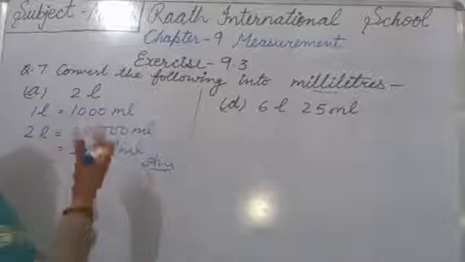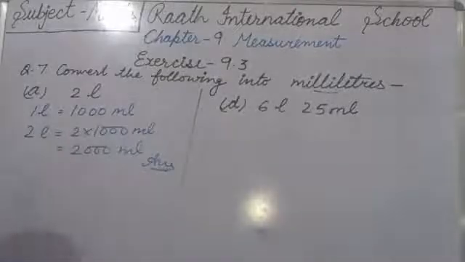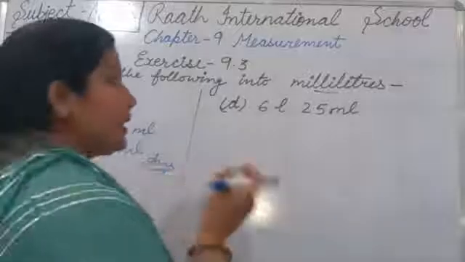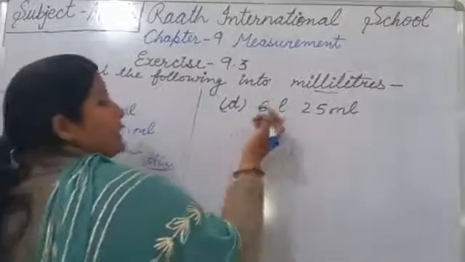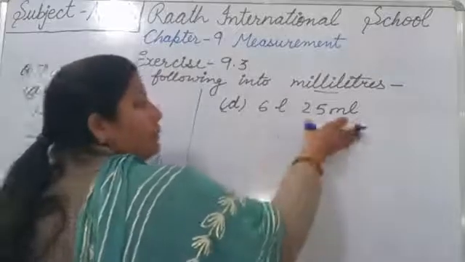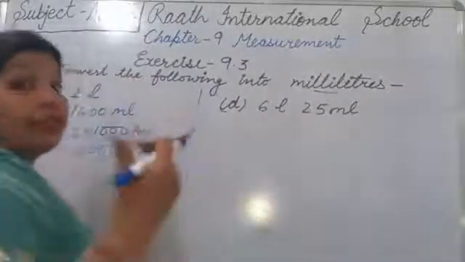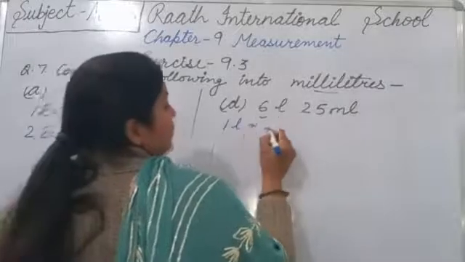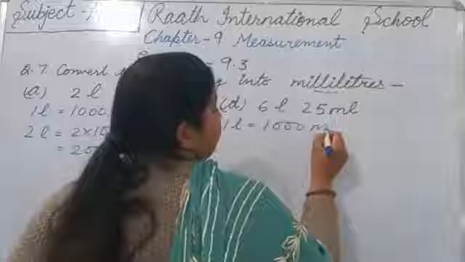B part is also the same, just like that. Now C is the same as D. So I take the D part here. C is also the same as D. Here it is given 6 liter 25 milliliter. So 25 is already milliliter. Only 6 is liter. So we convert 6 into milliliter.